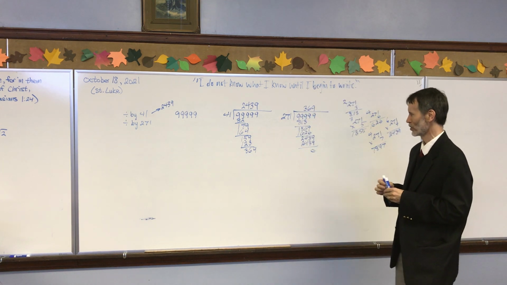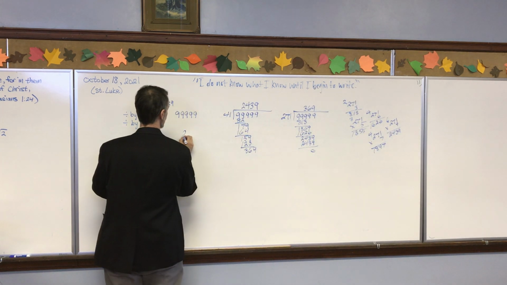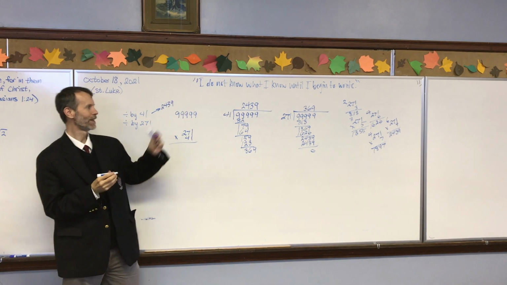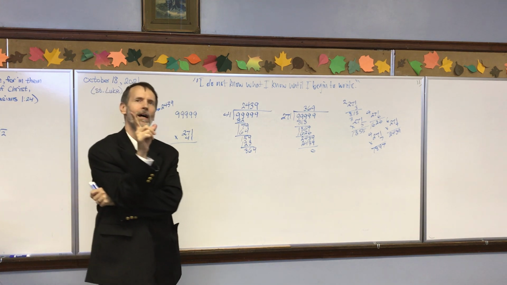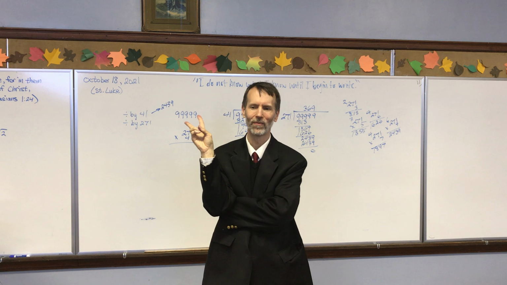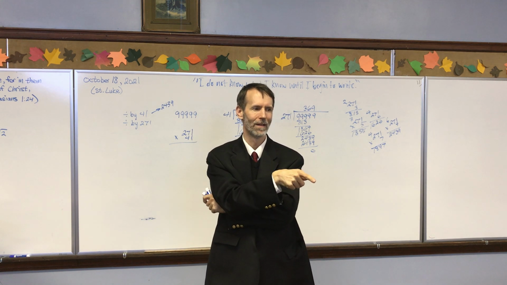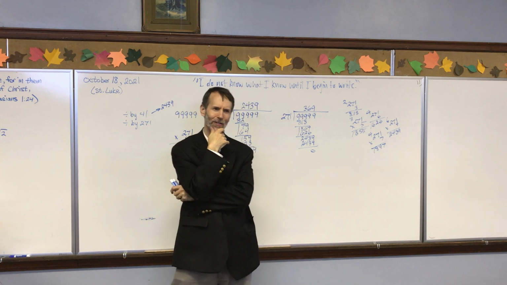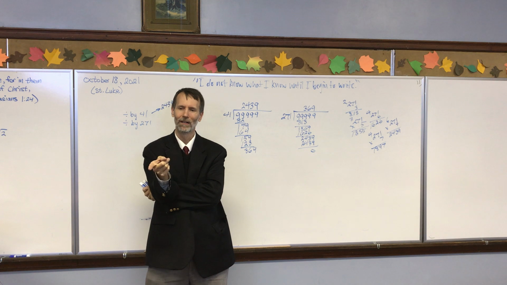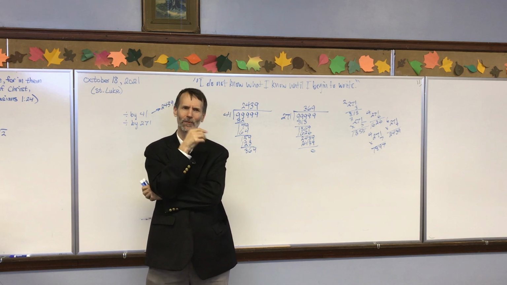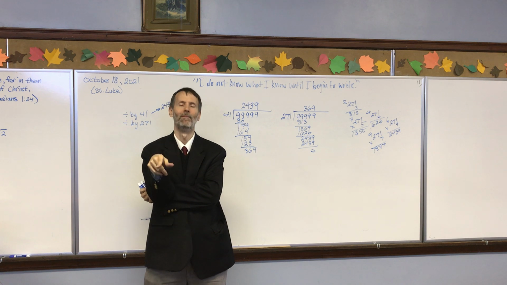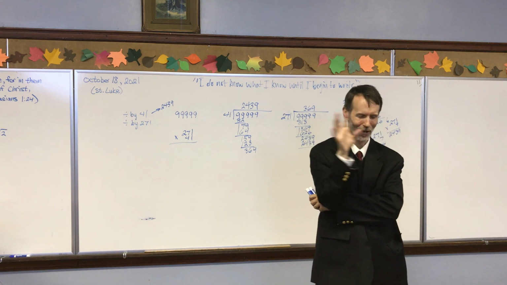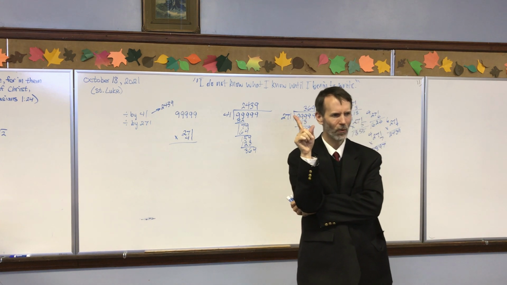I will show you a little bit of a trick. 271 times 41. Now, here's a quick trick. How do you know if a number is divisible by 2? The last digit is even. How do you know if a number is divisible by 3? You add all the digits up, and whatever it equals, if 3 goes into that, then 3 goes into the original thing.